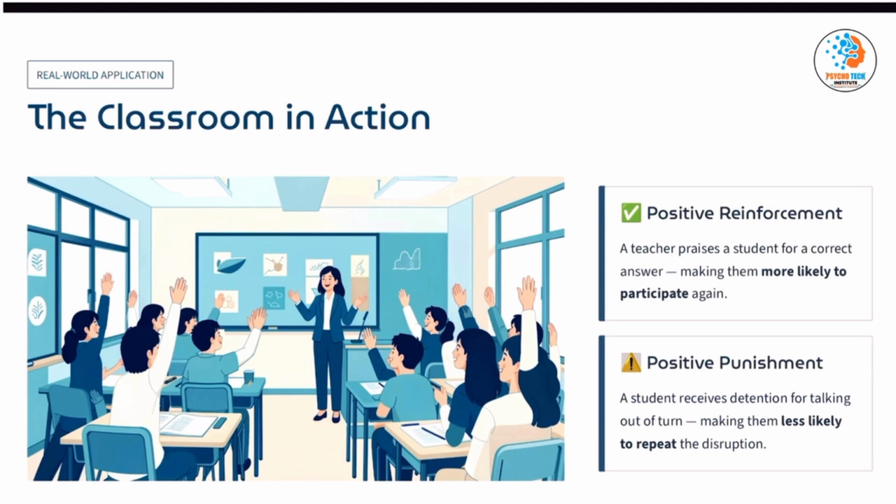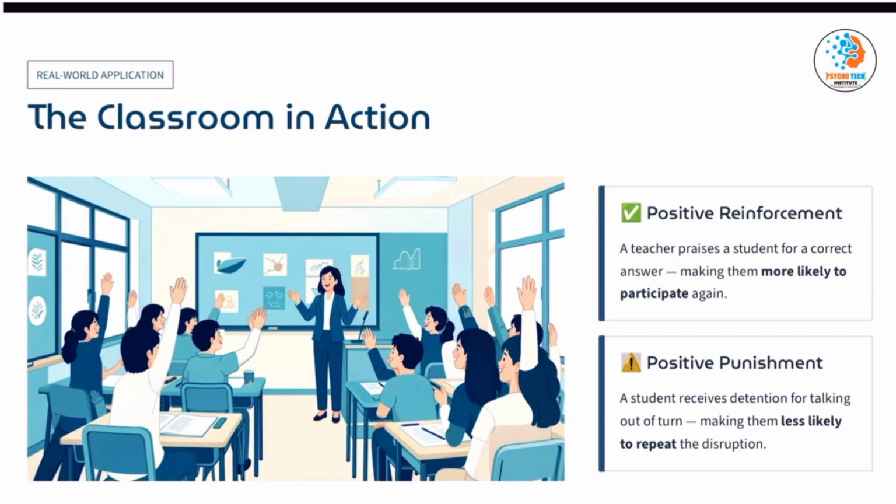Positive punishment involves adding something unpleasant to reduce a behavior. For example, scolding a child for misbehaving. Negative punishment involves removing something desirable to reduce behavior. For example, taking away privileges like video games when rules are broken.